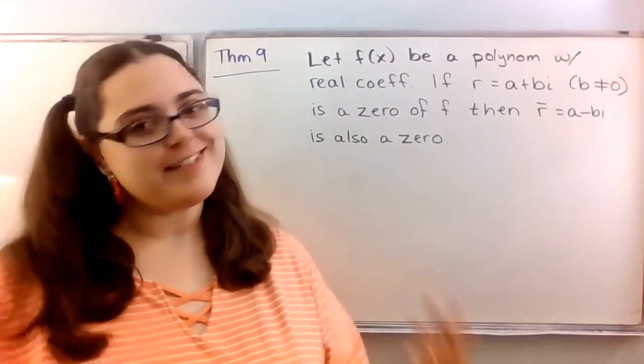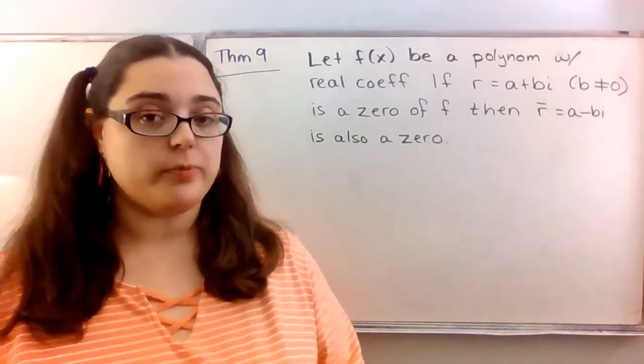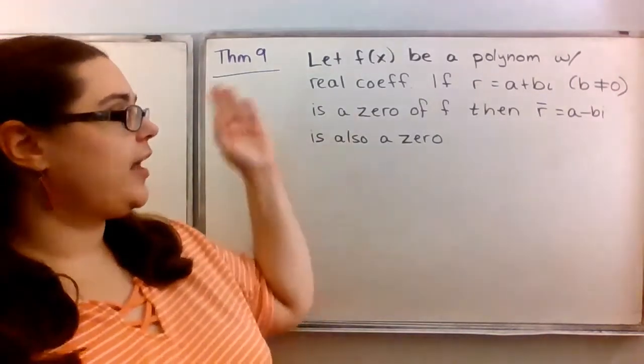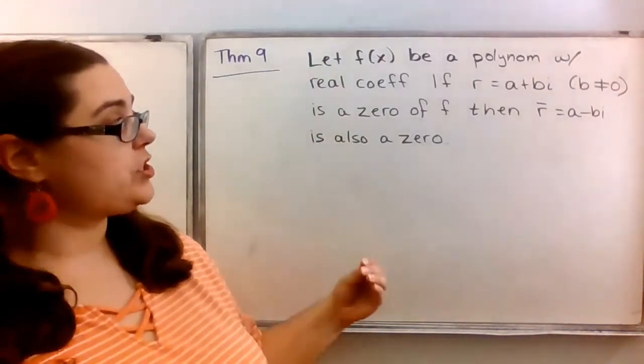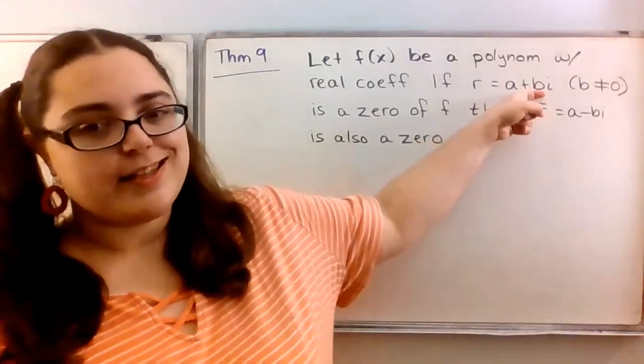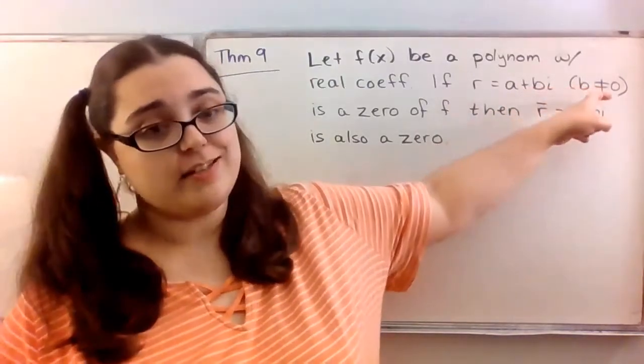So here's theorem 9. It doesn't have a name. That's going to be important when it comes to constructing a polynomial with non-real complex roots. So theorem 9 says, let f of x be a polynomial with real coefficients. If r equals a plus bi, and in this case it's a non-real complex number, so that means the coefficient of i is not 0.